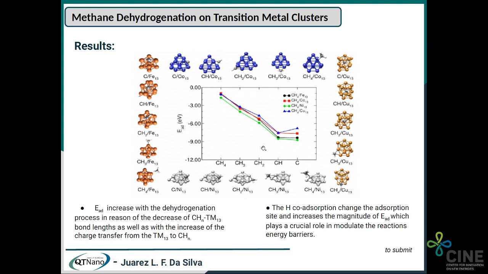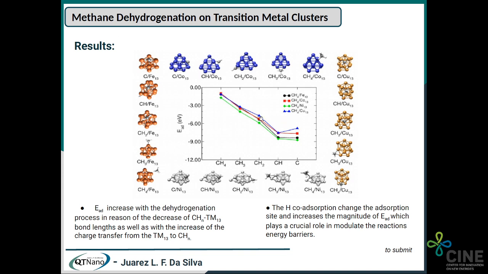We are showing here the hydrogenation from CH4 to C, for nickel in green, iron in black, cobalt in red, and copper in blue, where we can see a tendency to increase the distortion energy magnitude with the hydrogenation process. This also goes along with some variation of structural parameters, like the decrease of the bond distance between the CH species and the transition metal clusters. We also notice a tendency of these species to restore the fourfold coordinations and so on.